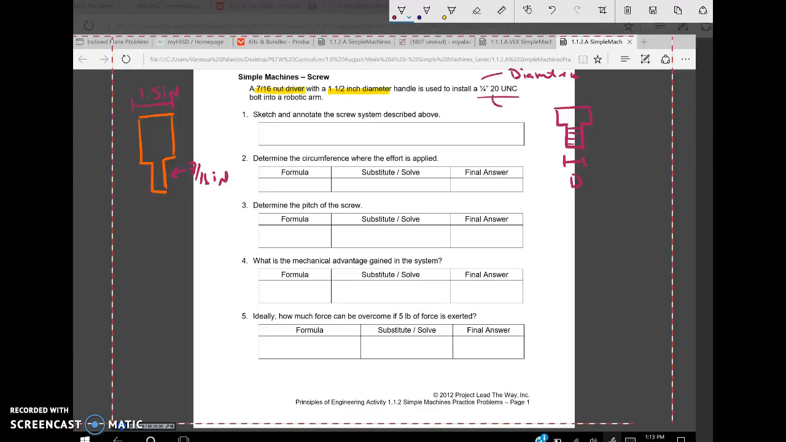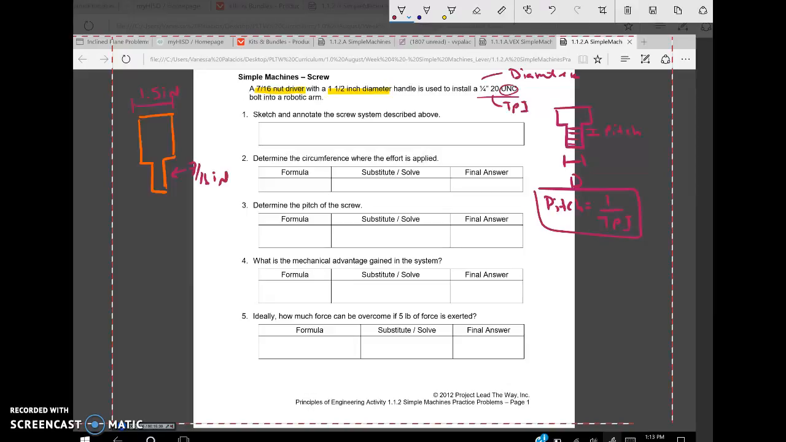The second number is going to be the TPI. So each one of these lines here represents a thread, and the distance between each thread is what we're going to call a pitch. And if you remember, the equation that we defined for pitch was equal to 1 over TPI. Okay, so we're going to use that equation later. And then the UNC is just a description for the bolt, whether it's coarse or fine, which isn't applicable to solving this problem.